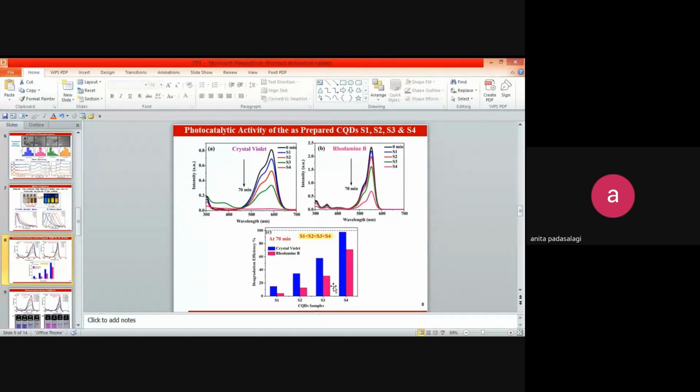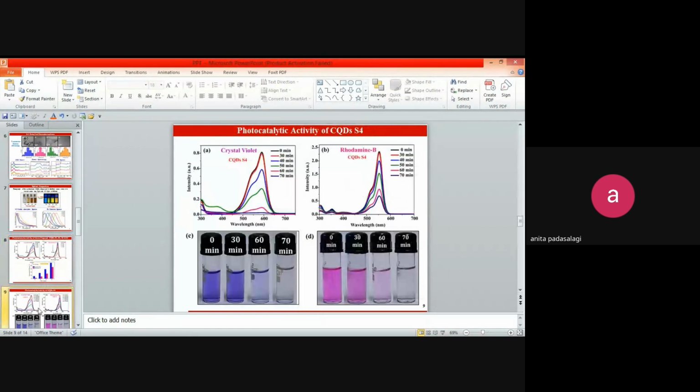Based on this result, we went with a further detailed characterization, a detailed study of the photocatalytic activity of this particular carbon quantum dot, that is S4. Here the catalytic activity is carried out for 70 minutes, and at intervals of 10 minutes the absorption spectra are recorded.